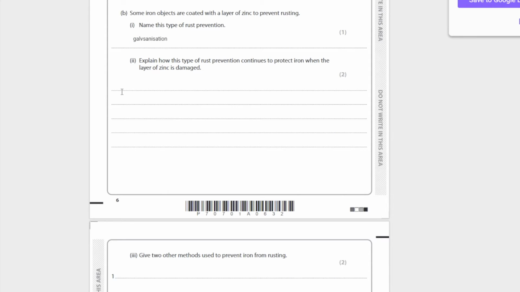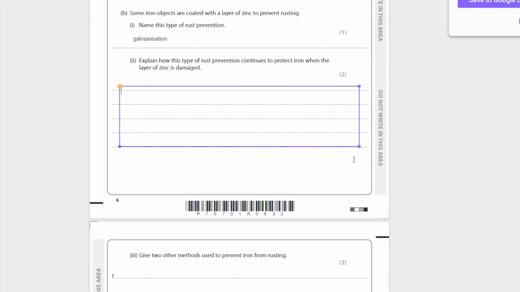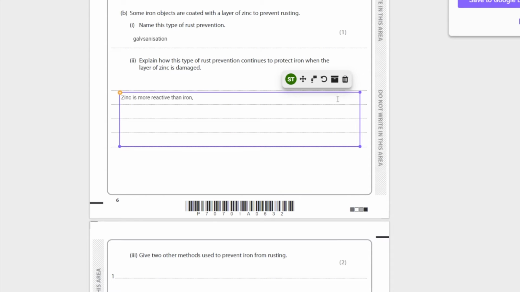Now it says, explain how this type of rust prevention continues to protect iron when the layer of zinc is damaged. Now, this may be a bit of a confusing question, but it's really not too hard. So, first we have to think about how it protects iron. So, zinc is more reactive than iron, right? And we would know that without even needing to refer to the reactivity series because we learned this as part of the syllabus. So you should know that zinc is more reactive than iron.